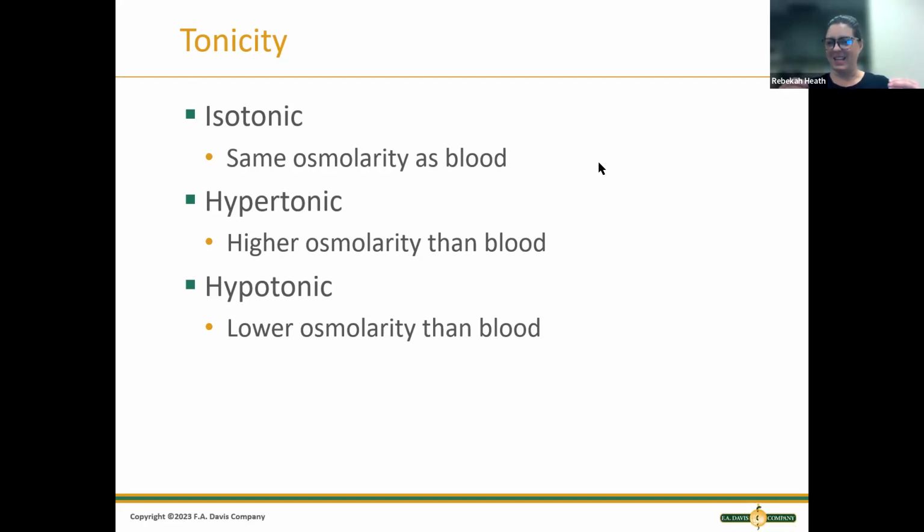So I think of it as the same concentration, essentially. Something that is hypertonic, remember word building, hyper is high. Hypertonic is going to have an increased concentration or osmolarity than blood. And then conversely, hypotonic, remember hypo is low, that's going to be a lower concentration than the blood.